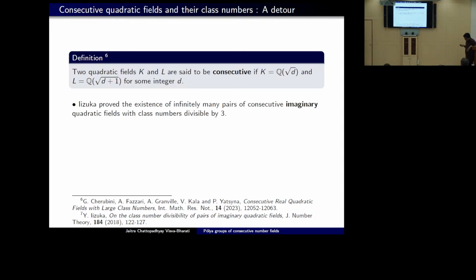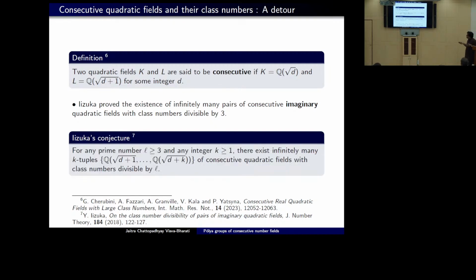Now this whole business of consecutive quadratic fields and the study of their class numbers got inspired from a paper by Iizuka in 2018, where he proved that there are infinitely many pairs of consecutive imaginary quadratic fields, that is, imaginary quadratic fields of the form Q(√d) and Q(√(d+1)), such that the class numbers of all of them are divisible by 3. And he made a conjecture that this phenomenon has nothing special about the prime 3. If we take any integer k, then for Q(√(d+1)) up to d+k, such infinitely many tuples will exist, all of whose class numbers are divisible by any given prime L.